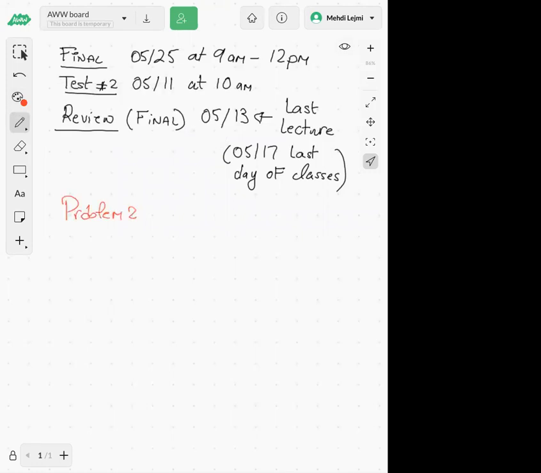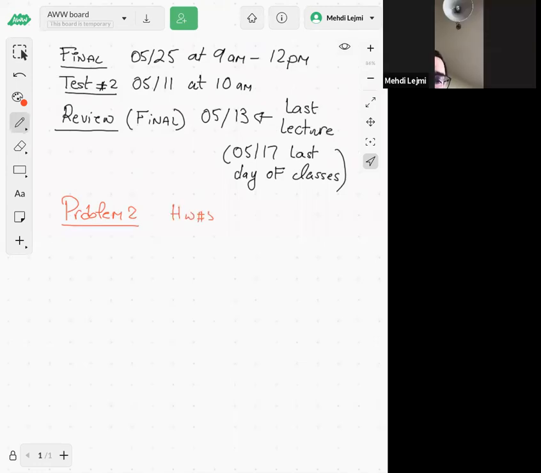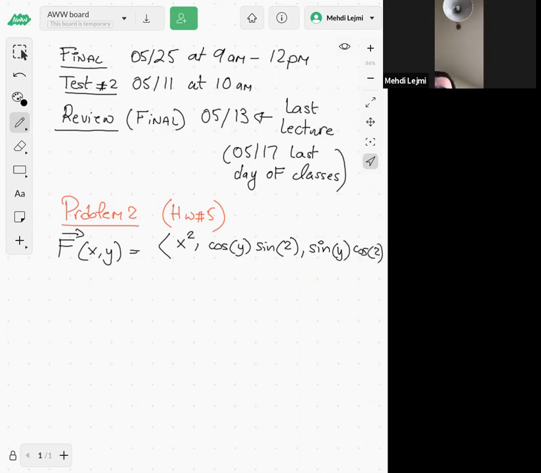Okay. So this is problem 2, homework 5. Of course I won't solve the problem completely, but I'm going to give you an idea of how to do the problem, right? So the problem number 2, you have this vector field F, right? So it's x squared cosine y sine z, and then sine y cosine z.